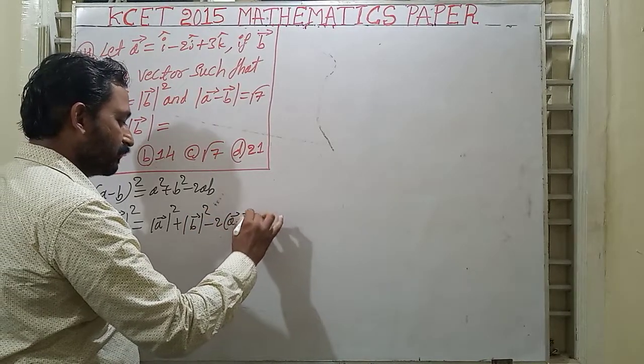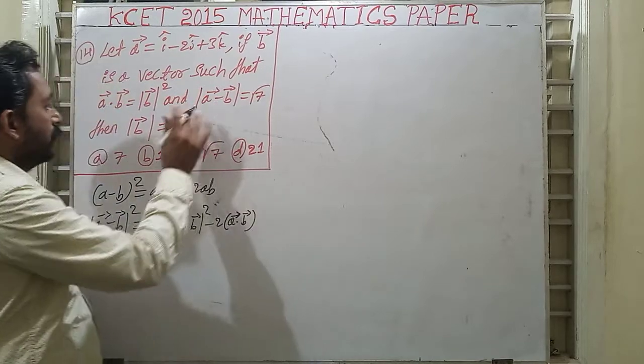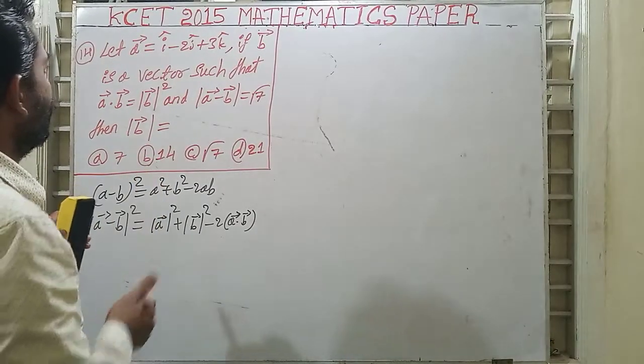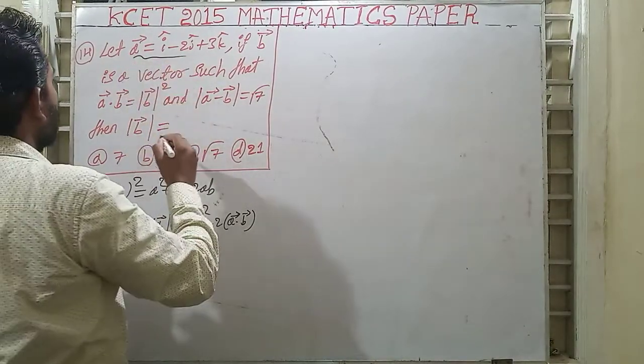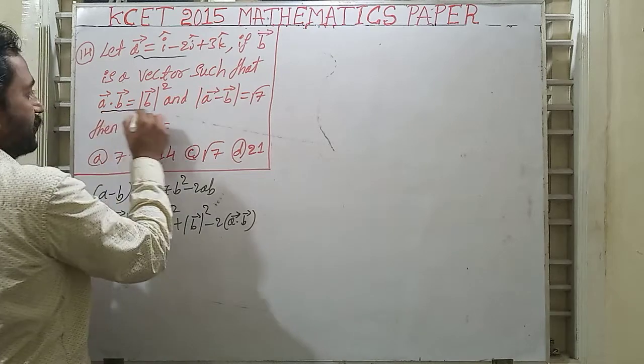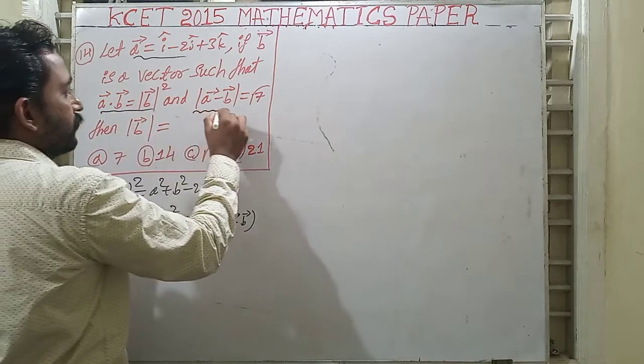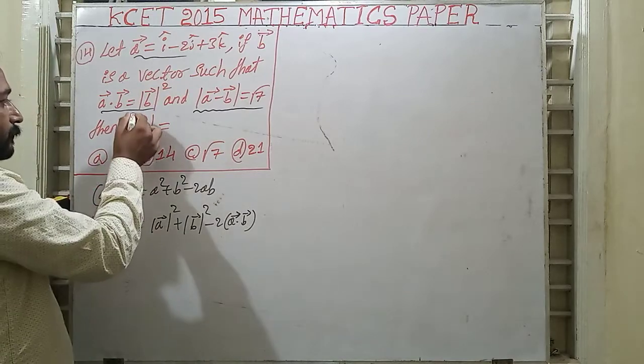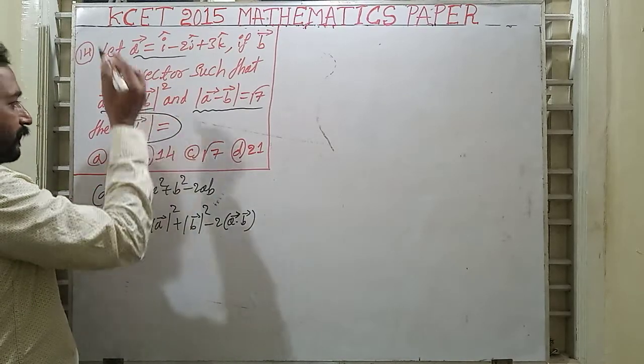So this is the essential formula to find the value of magnitude of b in this case. Okay. So what is the given data in this problem? A is given and also a dot b is given and magnitude of vector a minus b is given. What is the finding out fact? Magnitude of b is the finding out fact.